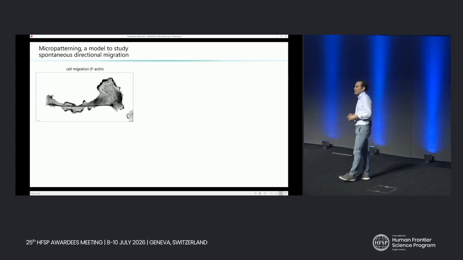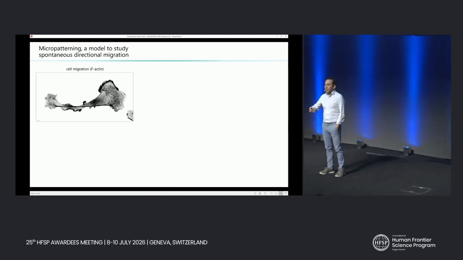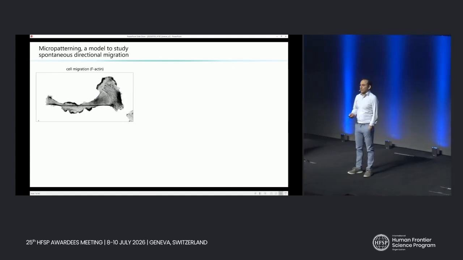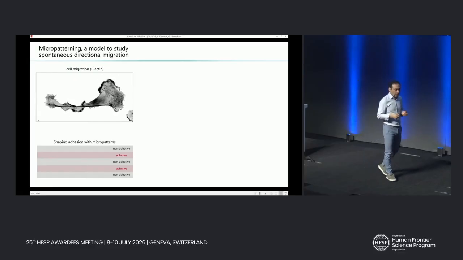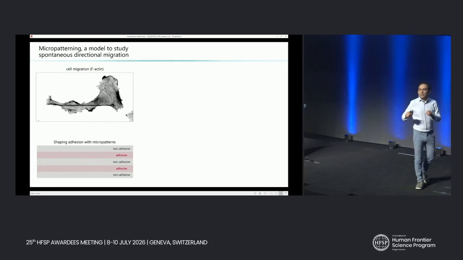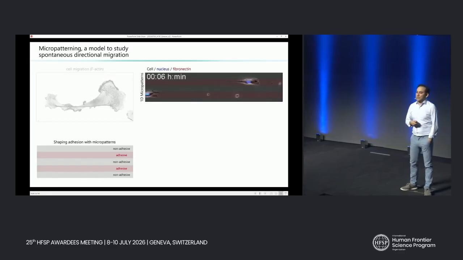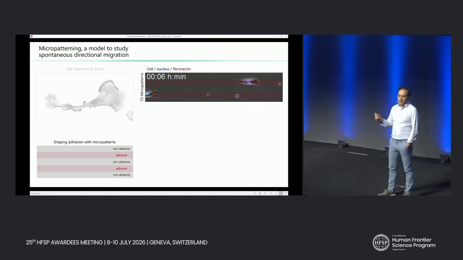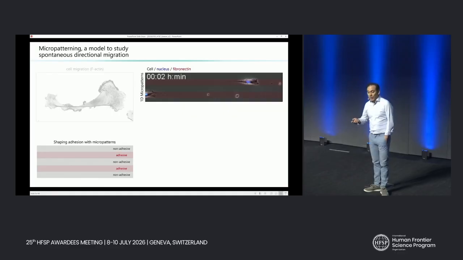The system we use to control and impose cell shape and a direction of migration is micropatterning. With micropatterning, we control the adhesion of the surface, and we can make the cells adhere to only certain places. And this looks like this. This is a spontaneous migration of cells, and they are only adhering to the red line that you can see here. Well, I hope you saw it at least once.